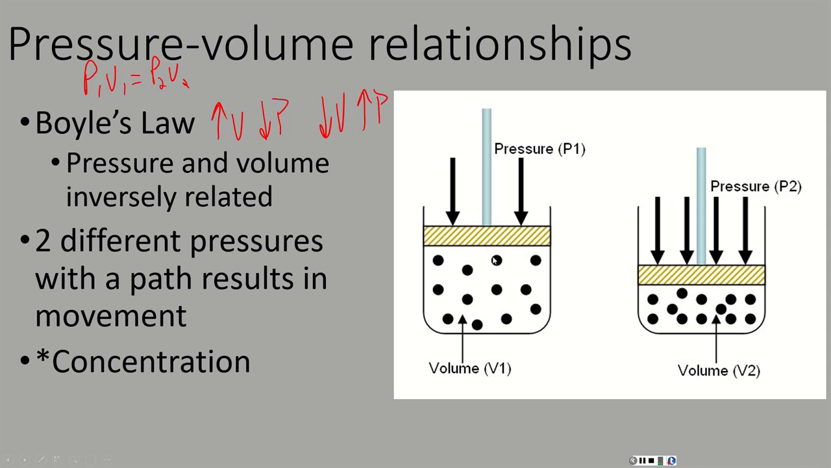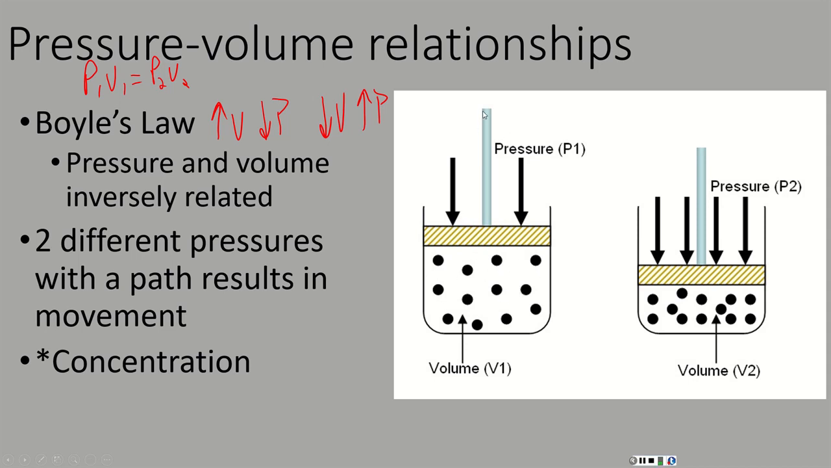So here on the left, there's a container and it's got a lid, and inside there is some sort of gas. Now, this gas has various molecules represented by these black dots. And we can see over here, there's a certain volume, and those dots are spread out. So there's a certain pressure.